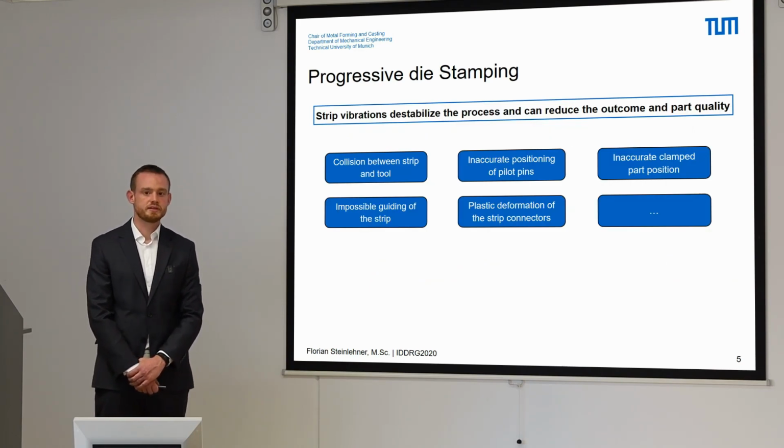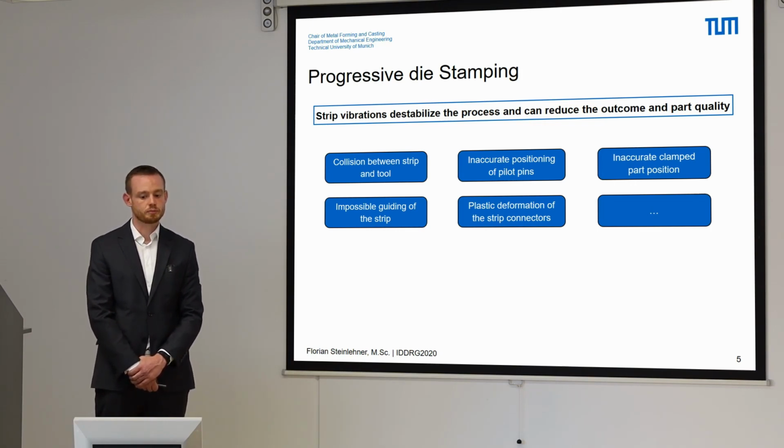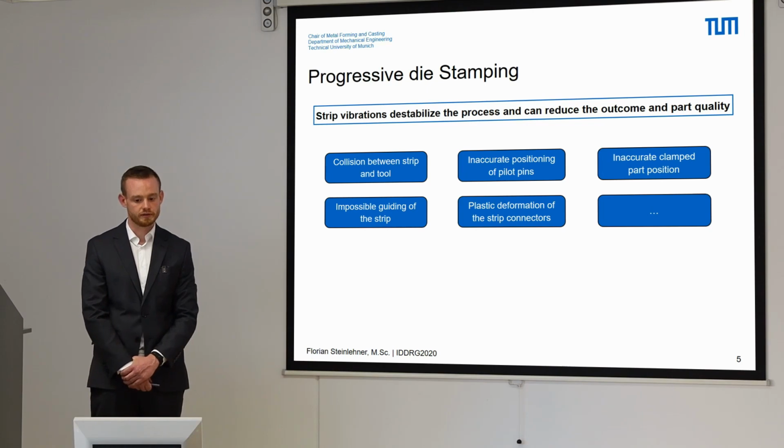Strip vibrations can destabilize the progressive die process and can reduce the possible outcome and the part quality. This can have various reasons with different levels of consequences. If the vibrations on the strip lead to a collision between the strip and the tool or cause the strip to jump out of the guiding gap of the strip lifter, the consequences can lead to a crash of the tooling, resulting in significant damage of the surrounding components.